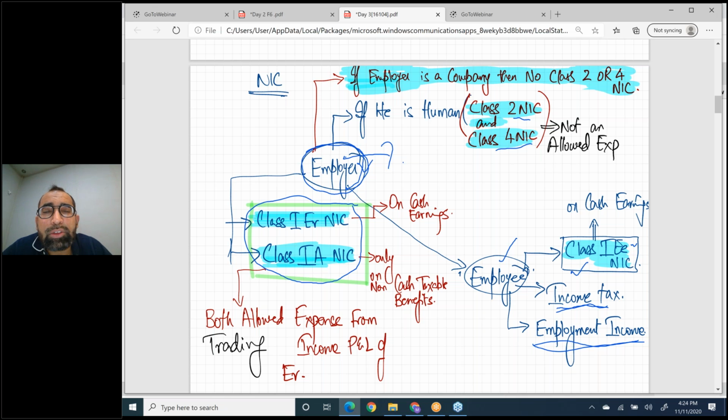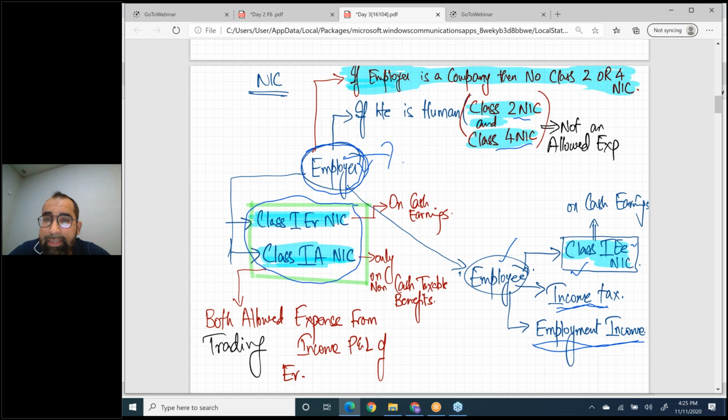I hope you remember class 2 and class 4 NIC. Class 2 and class 4 NIC, the employer is paying for himself, not for the employee, for his own. Okay. Class 2 NIC is around £3 per week. And for class 4 NIC, there are certain bands, and the rate is 0% for the first band, then 9%, and then 2%. One more thing, my dear student, class 4 NIC is calculated on tax adjusted trading profit, right?